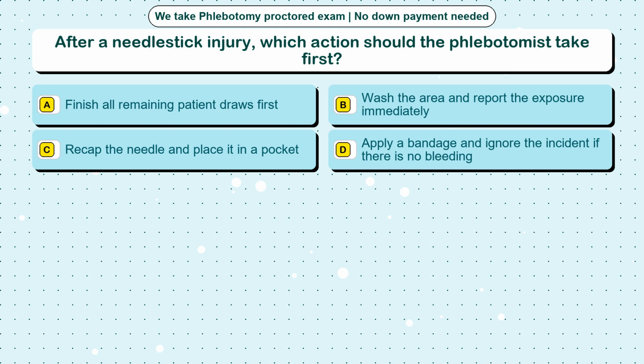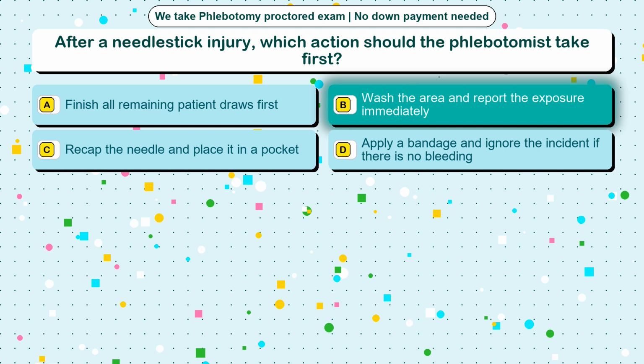Question 20. After a needle stick injury, which action should the phlebotomist take first? Option A, finish all remaining patient draws first. Option B, wash the area and report the exposure immediately. Option C, recap the needle and place it in a pocket. Option D, apply a bandage and ignore the incident if there is no bleeding.